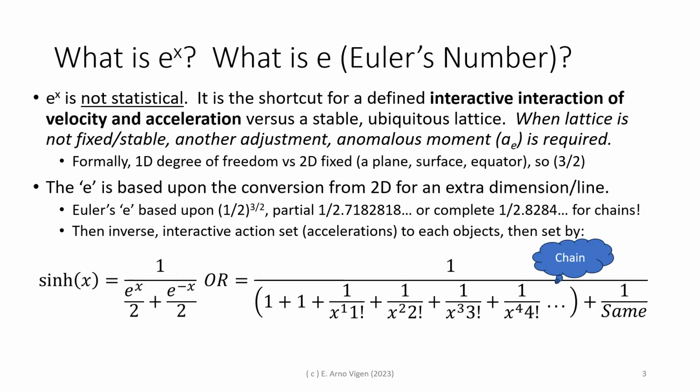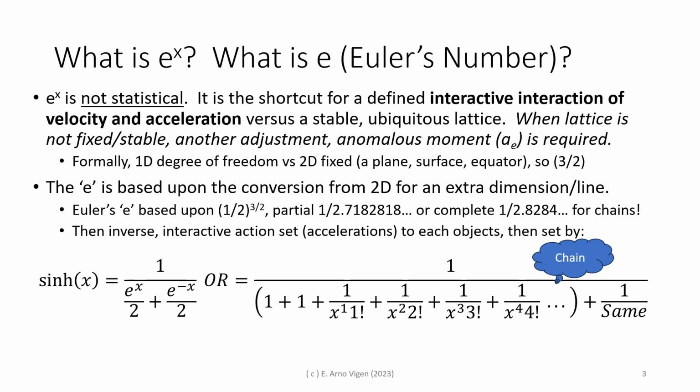Now, what is Euler's number, e? Well, it's not really statistical. It is a defined chain of interactions of velocity and reactions. The most important part is not e to the x, but down here, this hyperbolic sine of x. That's sinh of x.